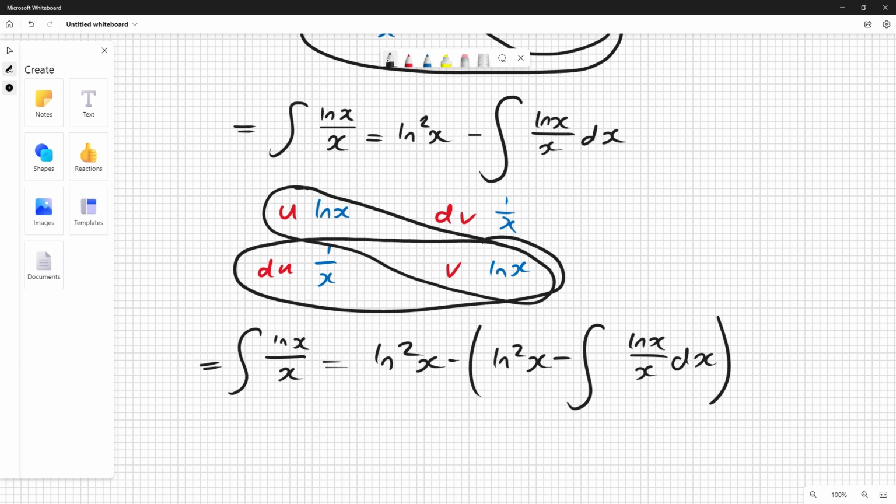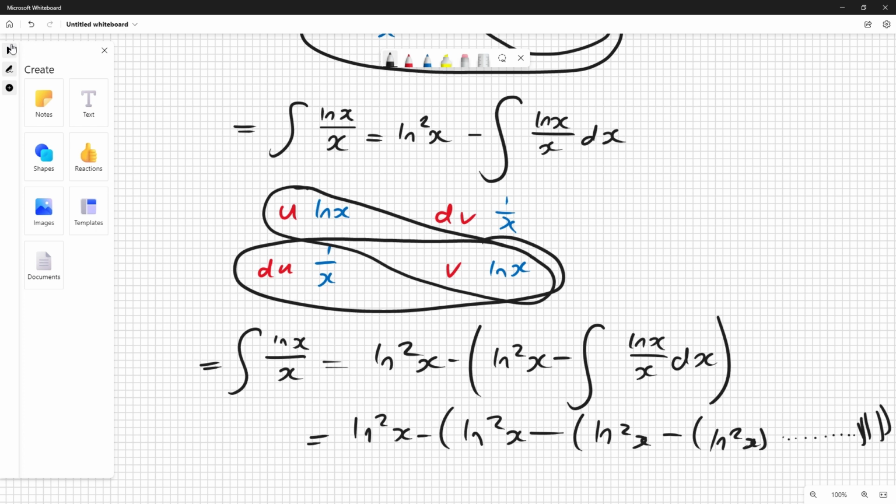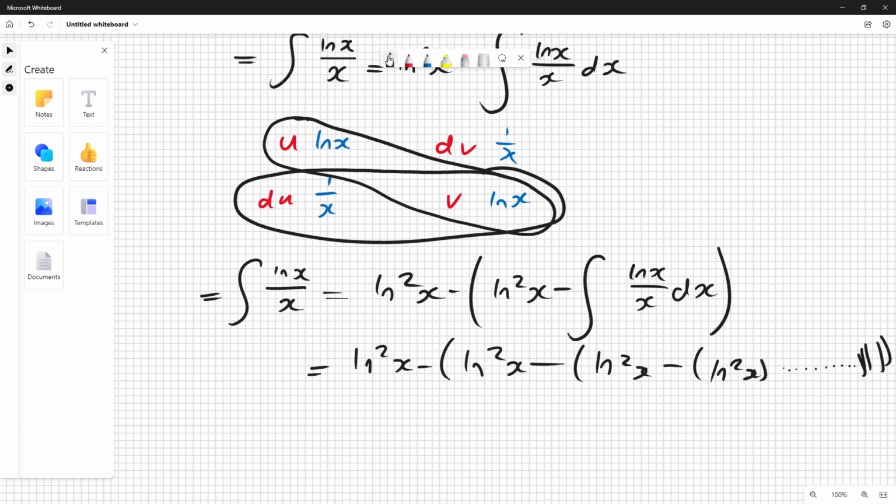So now we're just going to keep having this as ln squared x minus ln squared x minus ln squared x minus ln squared x, and so on, infinitely many times. However, we are just going to reach a point where the answer is negative infinity. So what did we do wrong?